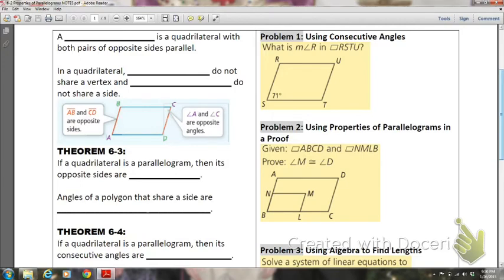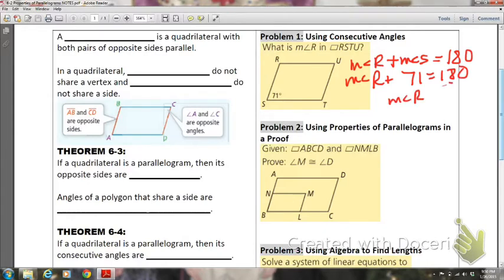First problem asks, what is the measure of angle R in parallelogram RSTU? Well, we know the measure of S is 71, and R and S are consecutive angles by definition, because they are angles that share a side. They share the side RS. So that means that they are supplementary. So the measure of angle R plus the measure of angle S has got to equal 180. Measure of angle R plus 71, and subtract the 71 from both sides. So the measure of angle R is 109.